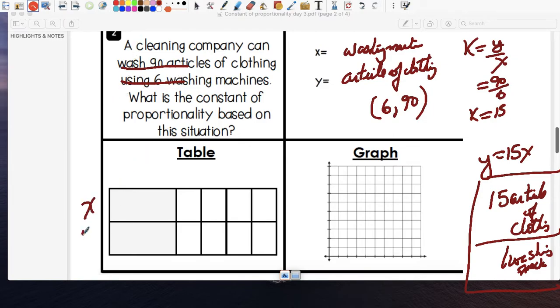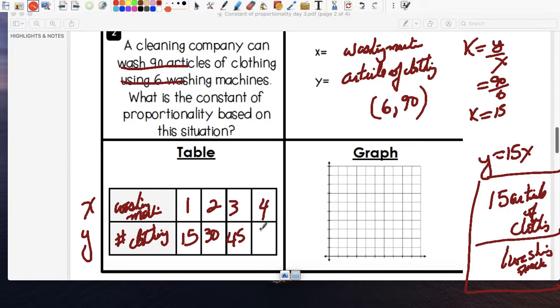Okay, so X and Y. X is my washing machine, and this is the number of clothing that I have. So 1 washing machine, 15 articles of clothing. 2 washing machines, I can fit 30. And again, there's our relationship, X, Y. This one we can space out nice and easy: 0, 1, 2, 3, 4. Going up, we're going to go by 15s.